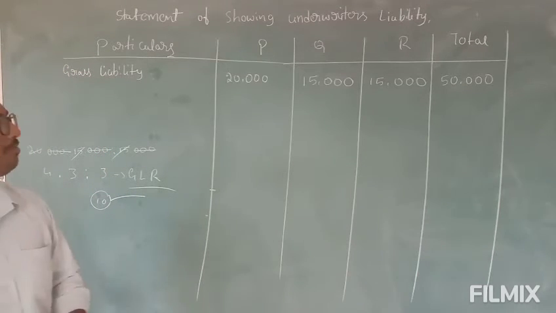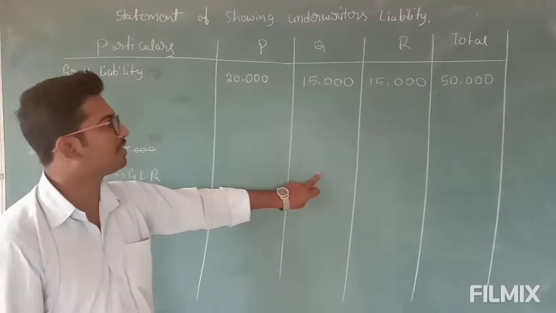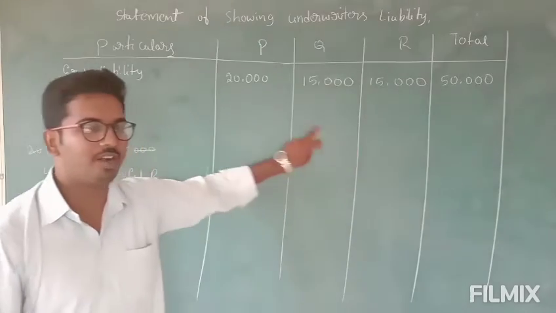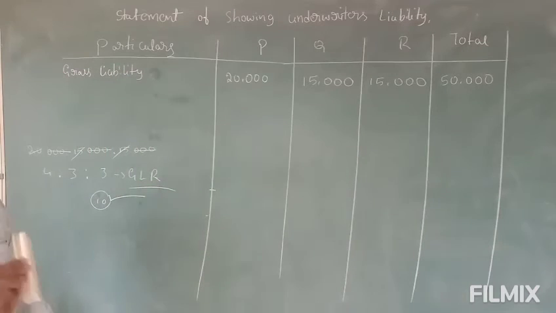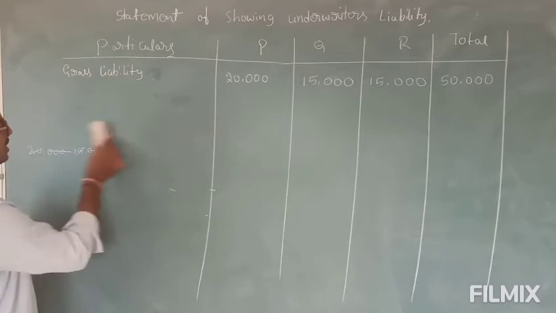Of the 50,000, 40% goes for P, 30% goes for Q, 30% goes for R. 40 plus 30 is 70, plus R 30, total 100%. So it's complete underwriting. So in this ratio we distribute the unmarked applications.